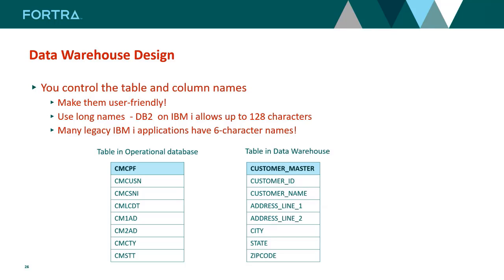These are the same table. In the operational database, you've got short 6-character names that are not user-friendly at all. The same table in the data warehouse, it's very obvious as to what each column or field is used for. And this simple example only has a few columns, but you're likely to be dealing with tables that have dozens, if not hundreds of columns. And many of those are totally irrelevant from an analytics perspective. We don't need to include every column, so we can simplify our data warehouse tables even further.